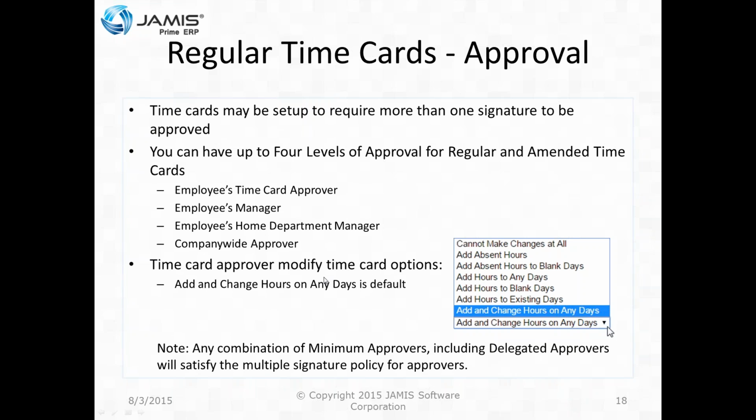And the time card approver cannot make any changes at all. Dawson has decided that your approver is not going to be able to make any changes whatsoever to your time card. So if they find your time card deficient in hours or wrong jobs or whatever it is, they will not change it. They will reject it and push it back to you.